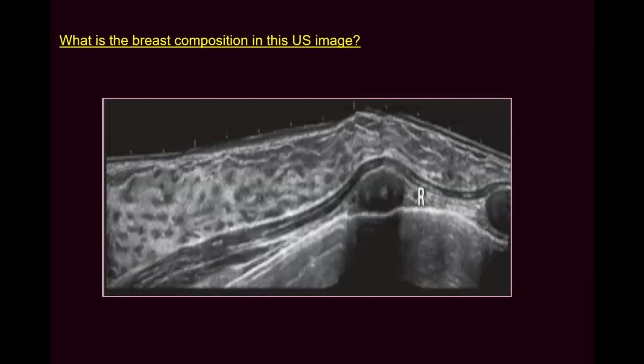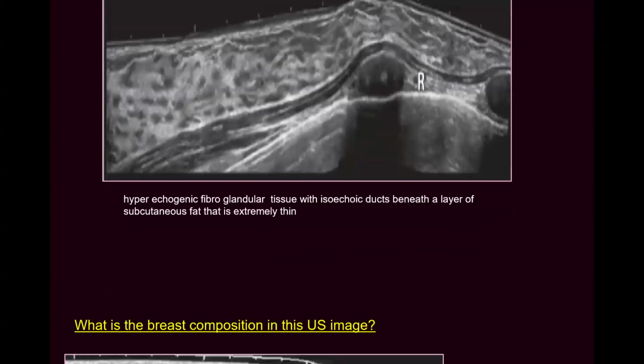Heterogeneous background echotexture? No, this is not heterogeneous. Why is it not heterogeneous? Because the terminal duct lobular unit is moderate and uniform. The isoechoic structures are more or less uniformly distributed, of uniform shape and size. That is why it is a homogeneous background echotexture.